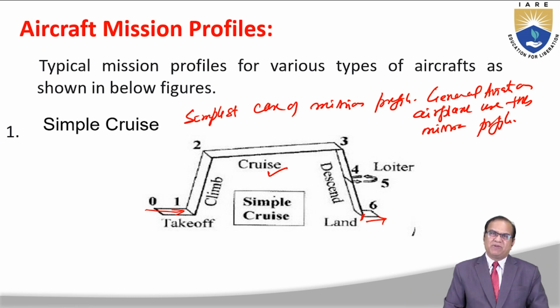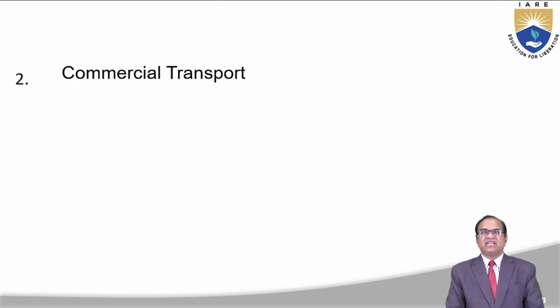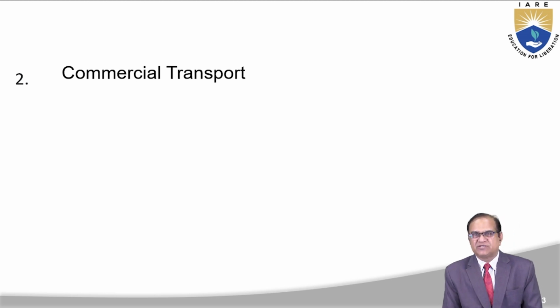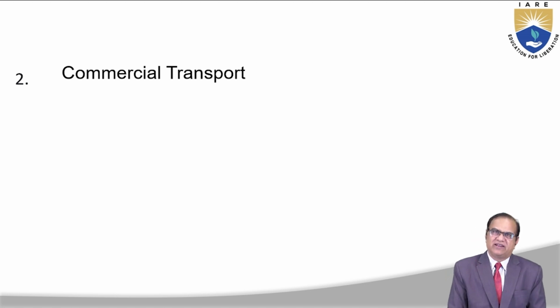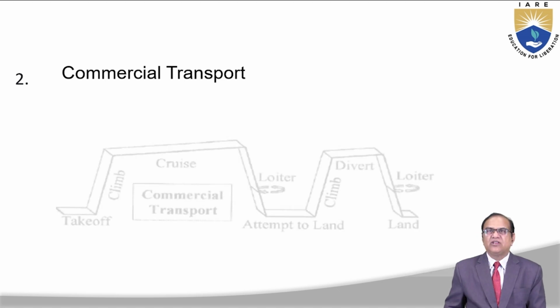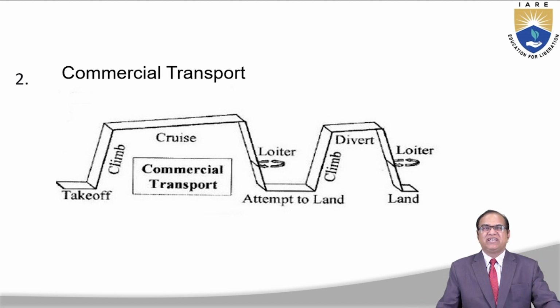So this is the simplest case for the cruise flight. And now we will see the next, that is the commercial transport. We always fly with Air India, IndiGo, SpiceJet, Akasa Air, and so many other foreign airlines. They are all commercial transport. They are used for multiple purposes, and they can go to multiple airports.